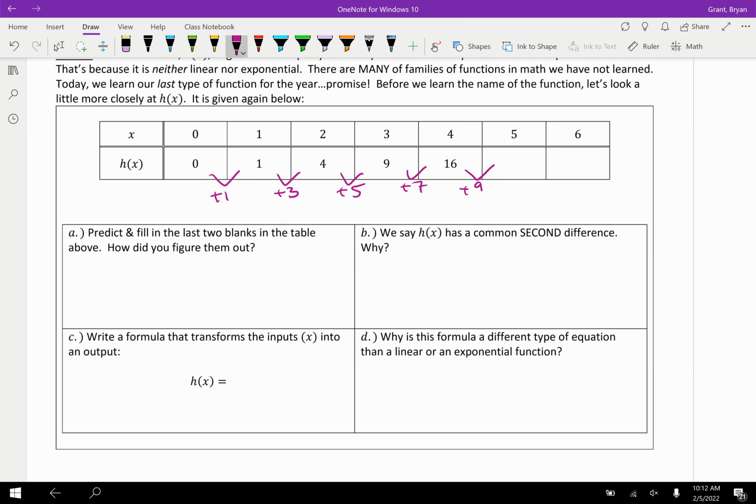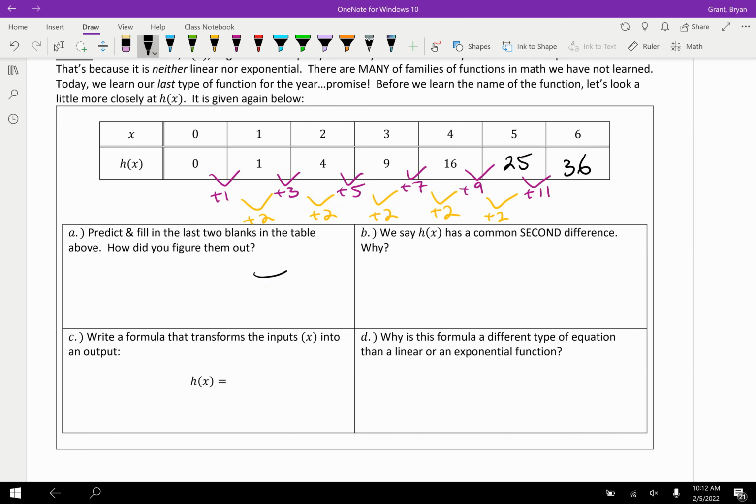Well, hopefully you said we're adding by 9, because you might have realized that each of these differences in the outputs are actually changing by 2 every time. And you'll notice, unlike the two functions up above, that even though there isn't a common first difference, there is a common second difference, or there is a common difference of the differences. And that lets us know then, let's see if we can fill this in, 16 plus 9 is 25. It lets us know that this difference will again change by 2, which means our output is going to go up by 11. 9 plus 2 is 11, and it means that our last output is 36.